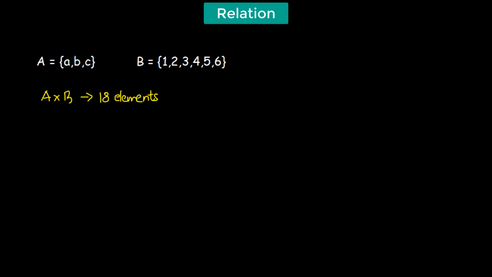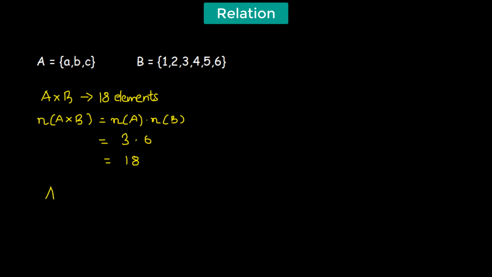So we have already talked about it. The number of elements in the Cartesian product of A and B is simply equal to the number of elements in set A multiplied by the number of elements in set B. So in set A we have 3 elements, and in set B we have 6 elements. So 3 times 6 gives us 18. That will be the number of ordered pairs present in the Cartesian product of A and B.